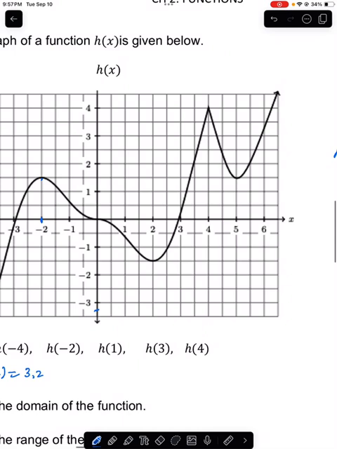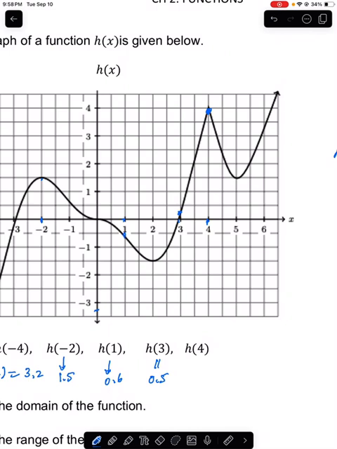What is h of 1? Well, 1 is over here, and this is the value just a little bit above 0.5. So let's say 0.6. H of 3. H of 3 is over here, and the graph is passing through the middle of this box. So it will be 0.5. H of 4. So this is 4, and the value is over here. So h of 4 is 4.